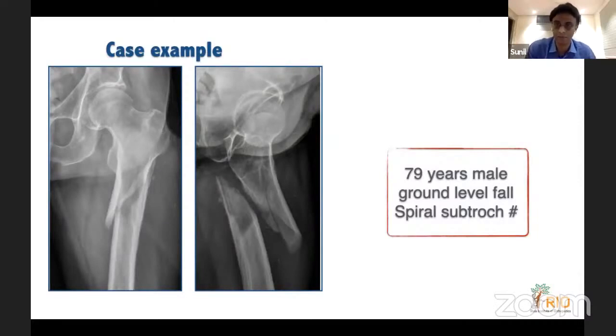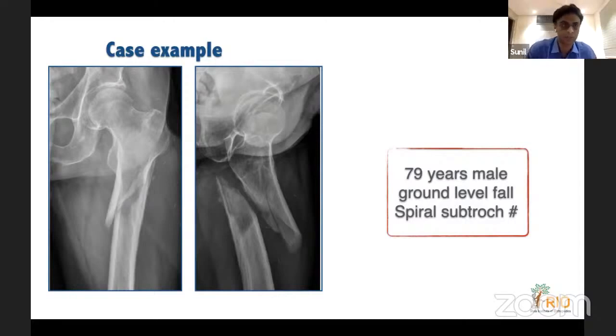Of course, my threshold to open a subtroch fracture is very, very low. But in spite of that, a lot of times, if you can spend some time, most of these fractures are amenable to minimally invasive reduction techniques that you can perform successfully. So I'll take you through various reduction options that are possible and also tell you some tips and tricks on how to do it.